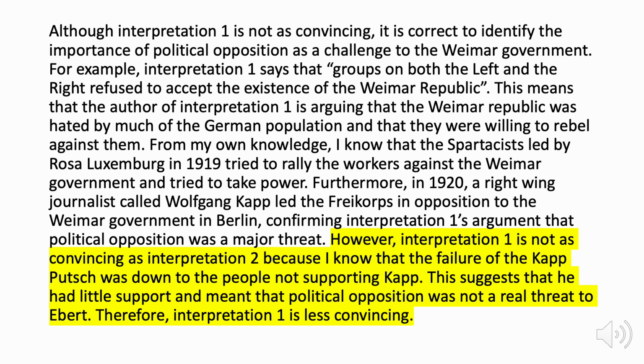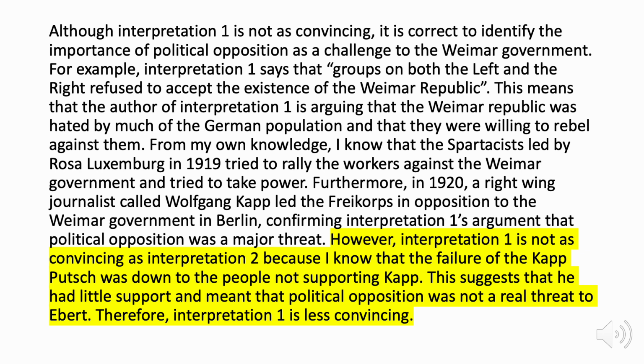So my point, evidence, explain, and own knowledge has stayed the same. What's changed is I've now added this analysis in. So I'm arguing that interpretation 1 is not as convincing as interpretation 2 because I know that the failure of the Kapp putsch was down to the people not supporting Kapp. This suggests that he had little support and meant that political opposition was not a real threat to Ebert. So Ebert is the leader of the Weimar Republic. Therefore, interpretation 1 is less convincing.